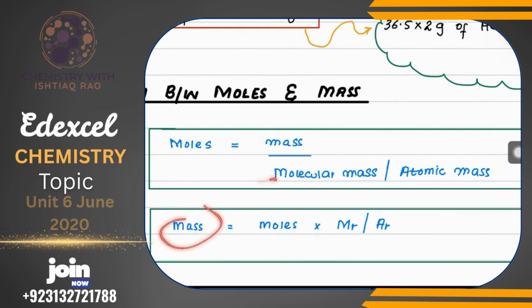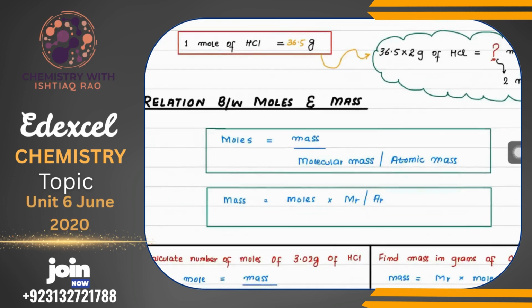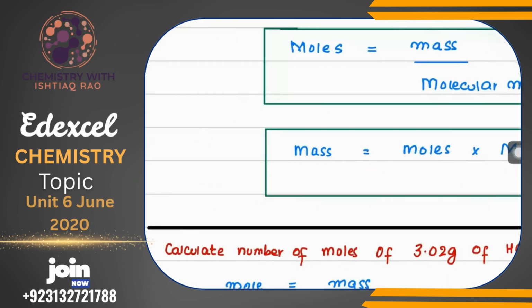Mass is equal to Mr times moles. Mass is equal to molecular mass, that is represented by Mr, times moles. So if you are finding the mass, it's going to be Mr times moles, and if you are supposed to find the moles, it would be equal to mass over Mr. So it depends on the value, what is given and what they are asking.